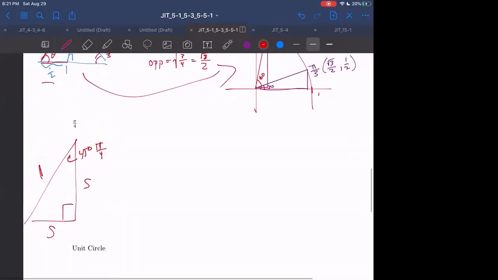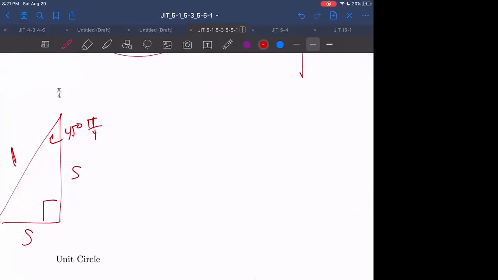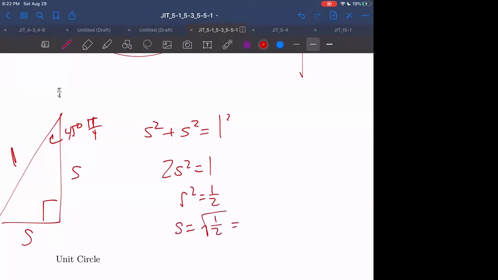All right, so with this triangle, we don't know what our sides are, but we know that s squared plus s squared is equal to 1 squared. So we can add these, and so we get 2s squared is equal to 1. So s squared is equal to 1/2. And so s is equal to the square root of 1 over 2, or 1 over the square root of 2, and we can rationalize it. And we get root 2 over 2.